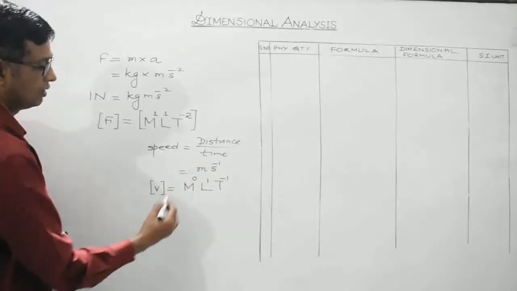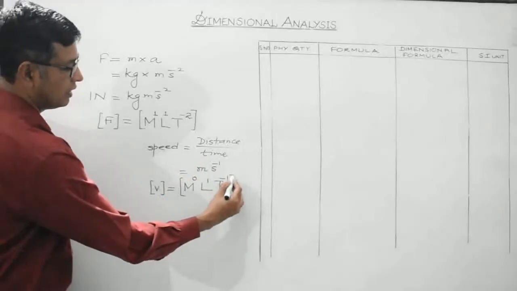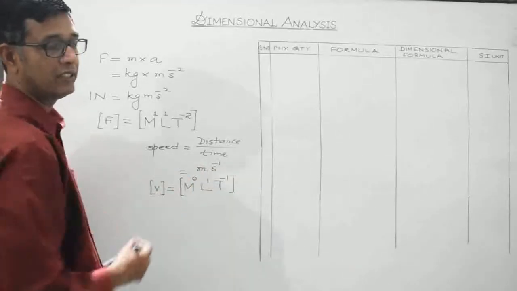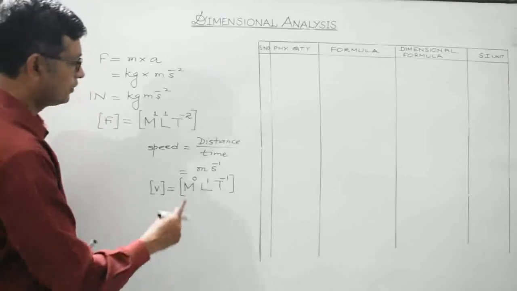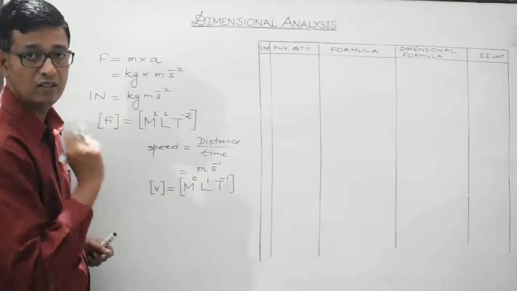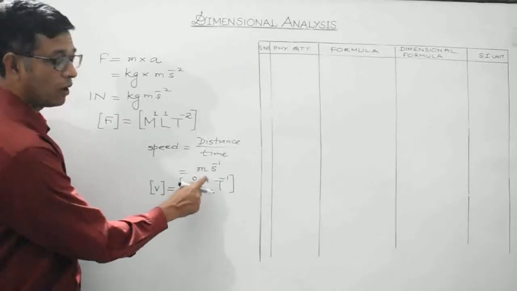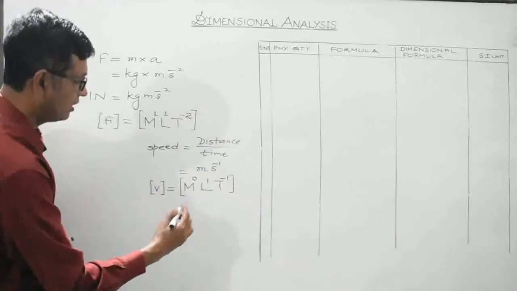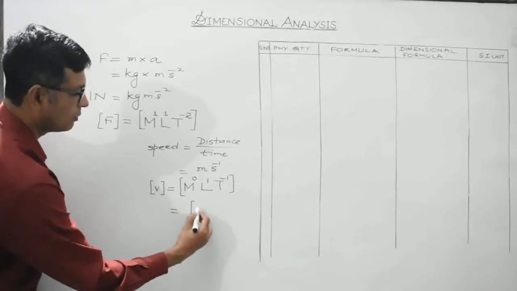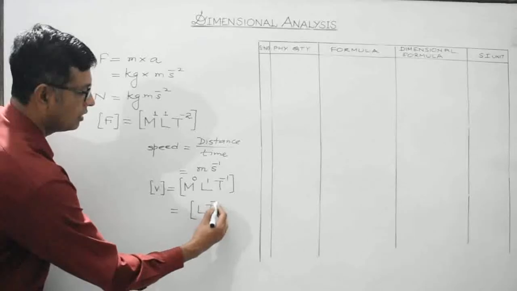So its dimensional formula is M to the power 0, L to the power 1, T to the power -1. Obviously, anything to the power 0 is 1. Anything to the power 1 would be the same thing, right? So it can also be written in this particular manner: L T -1.